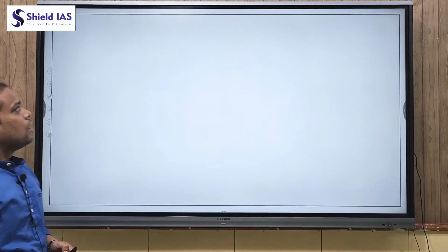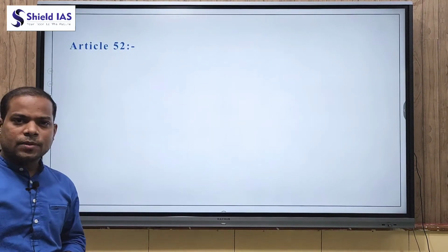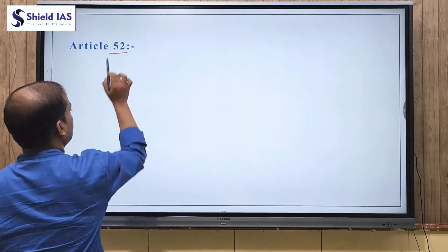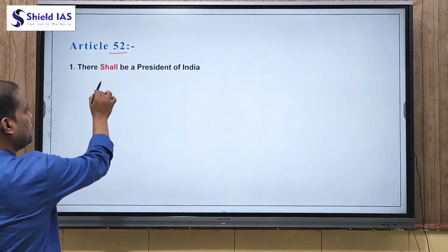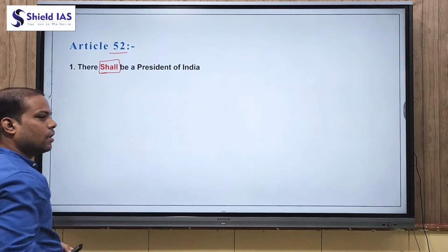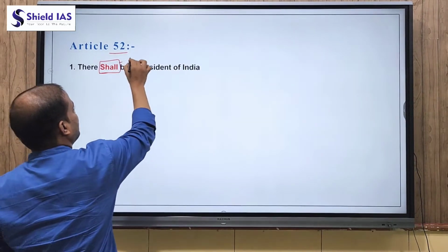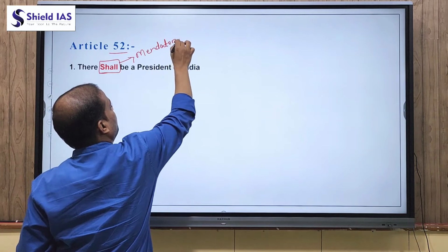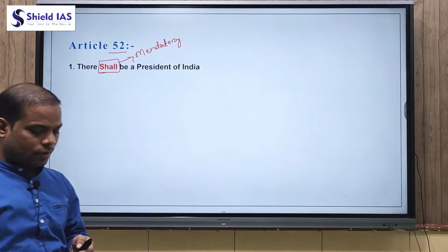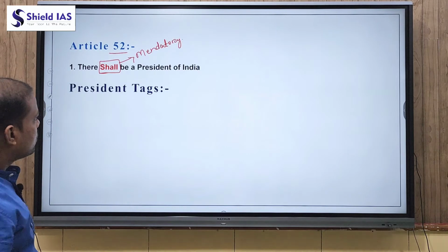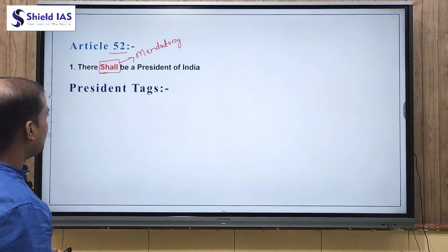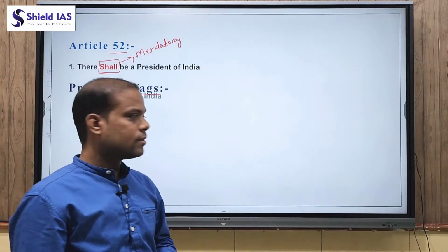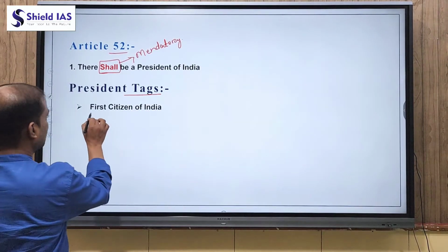Now, what does Article 52 of the Indian Constitution talk about? Article 52 says there shall be a President of India. What does it mean? It means it is mandatory to have a President of India. And some other names of the President of India are presidential tags. The President is also known as the first citizen of India.